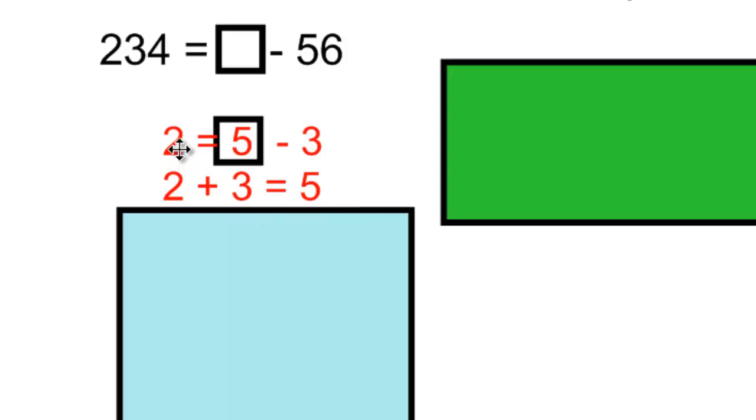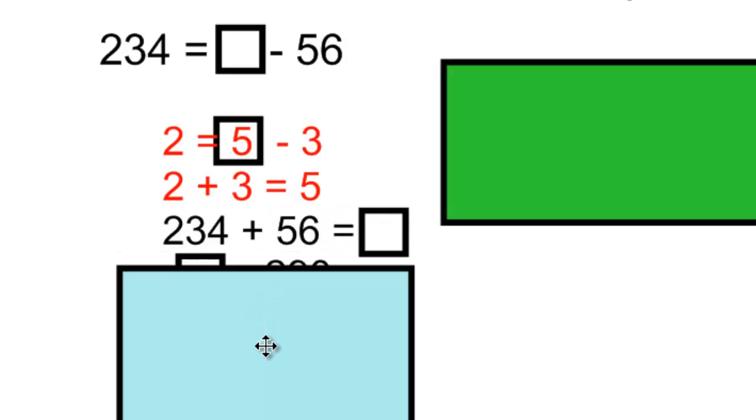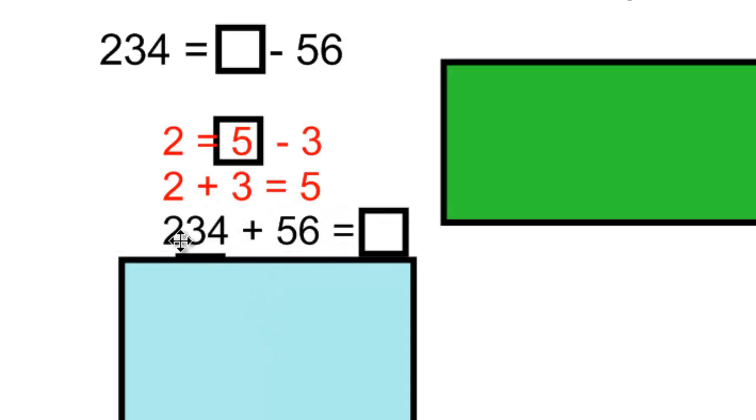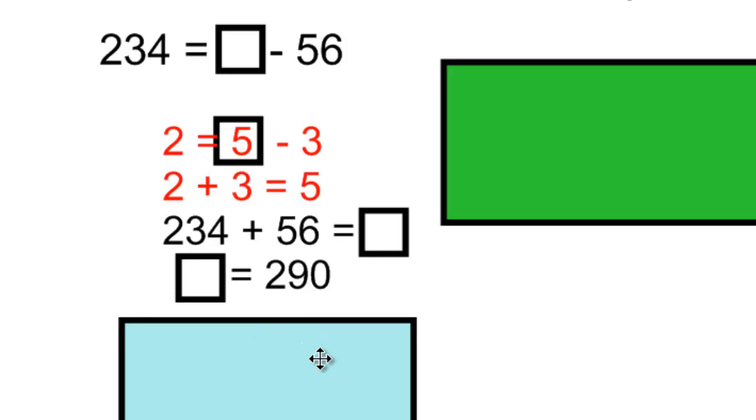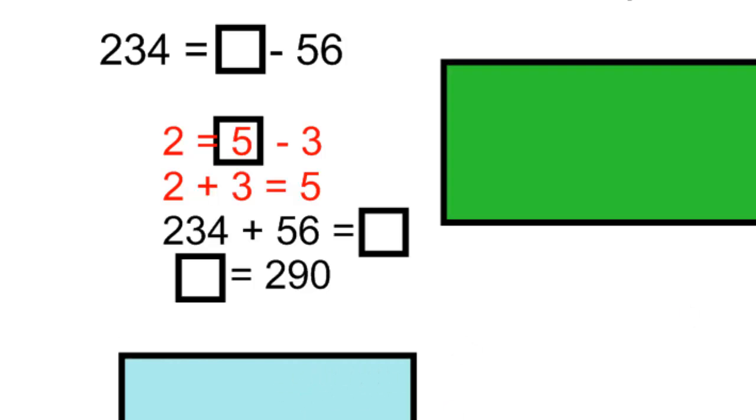So now I say, if the 2 in my simple example represented the 234, and the 3 in my example represented the 56, then my operation, when I use the original question, will be 234 plus 56 equals whatever the answer is. See how I took the 2 that represented the 234, so I put it here. There's the 234. I add the 56. The 56 was represented by the 3, so it's there, and then I'll get the answer. I just have to add that up, and I find out that my square is actually equal to 290. Let's do one more example.